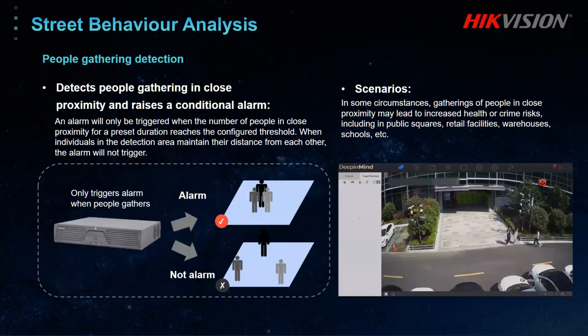People gathering detection. This doesn't have to be a military setup. For example, it can be okay to gather in certain locations, but not in groups. In this instance, we can set the area to alarm when the people are grouped together. But once they are separated or spaced out a little, then the alarm will desist.